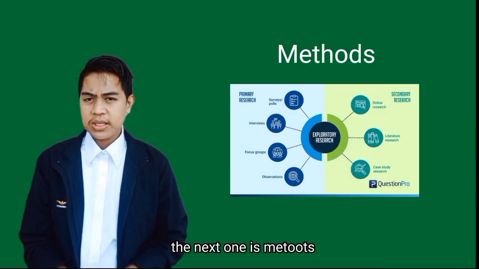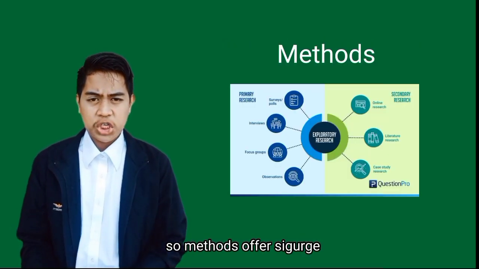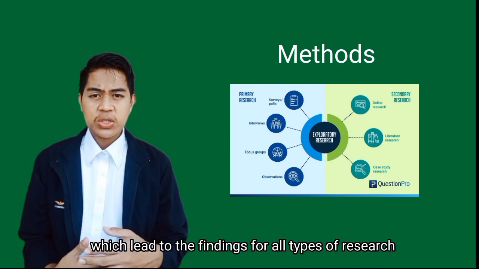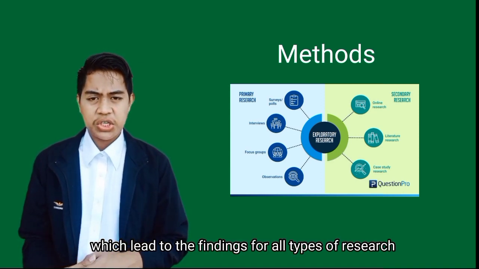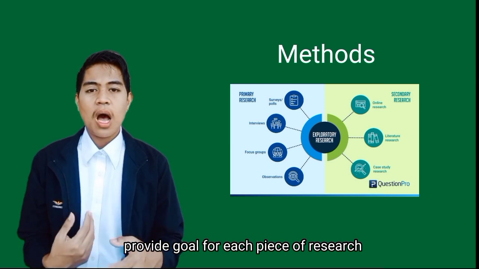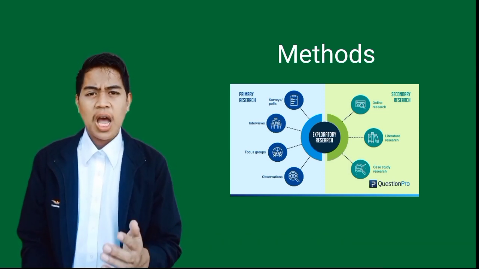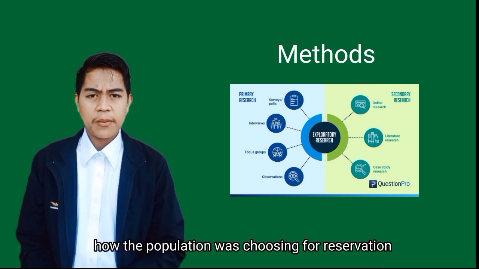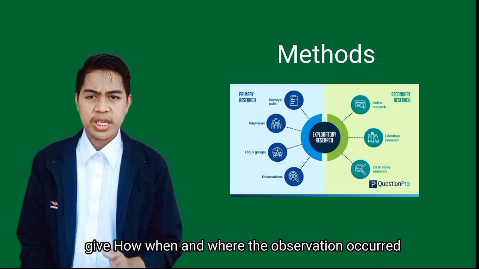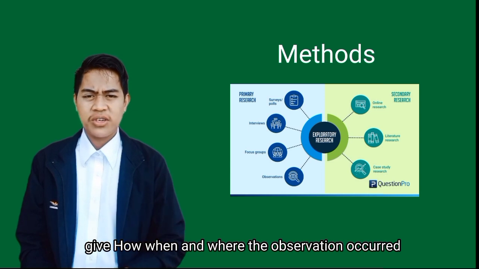The next one is methods. These are the methods of research which lead to the findings. For all types of research, provide the goal for each piece of research. For data sources for surveys, give the number of surveys distributed, how they were distributed, and how the population was chosen. For observation, give how, when, and where the observation occurred.